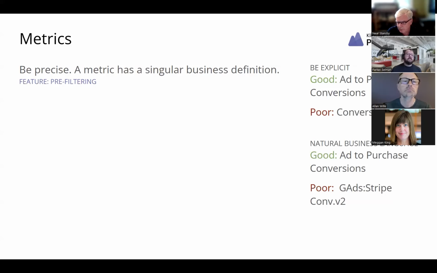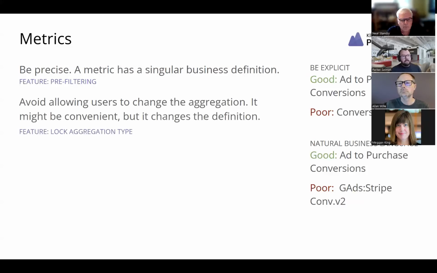Instead, using a feature like our pre-filtering tools in our metric editor, you can create a metric that is specific to the add to purchase conversions action. So all of a sudden now you have a distinct metric with a singular business definition that is clearly communicated as to what data this is pointing to.